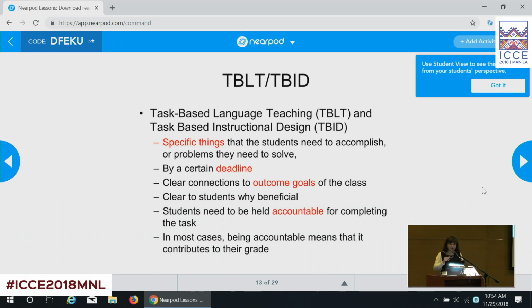And students need to be held accountable, reliable, to complete each task. In most classes, being held accountable means that it contributes to learning. So every student must have a role in the entire task to complete the individual assigned tasks.